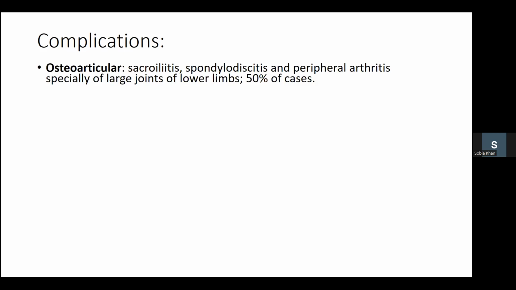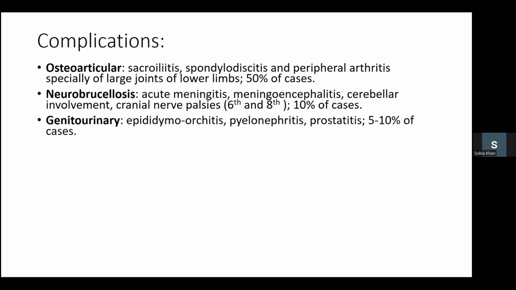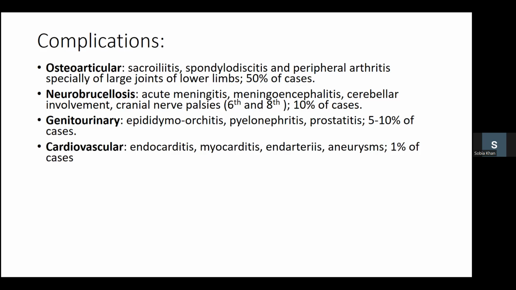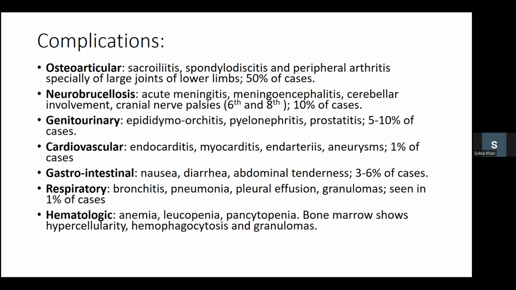Osteoarticular manifestations are the most common and are seen in 50% of the cases, and cause sacroiliitis, spondyloarthritis, and peripheral arthritis, especially of the larger joints of the lower limbs. And then neurobrucellosis, which is seen in up to 10% of the cases, can manifest as acute meningitis, meningoencephalitis, cerebellar involvement, and cranial nerve palsies, followed by common complications like genitourinary, cardiovascular, gastrointestinal, respiratory, and hematological.